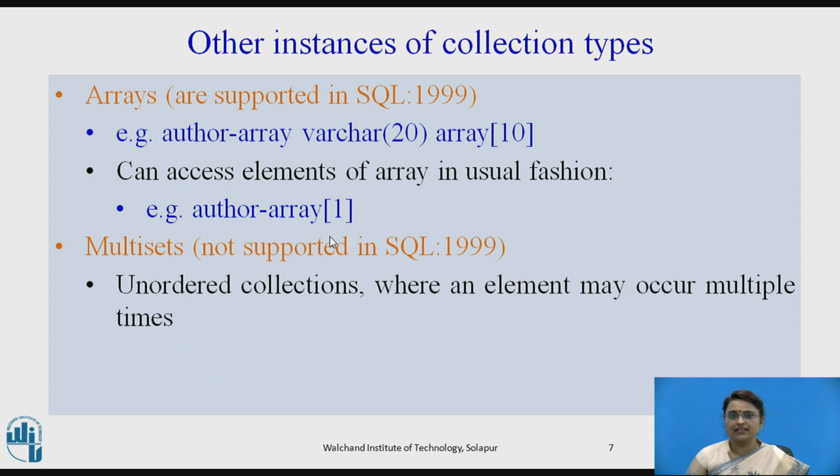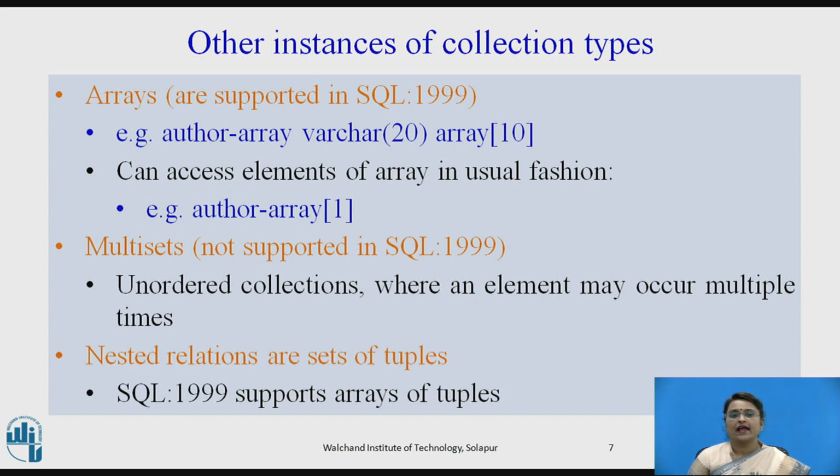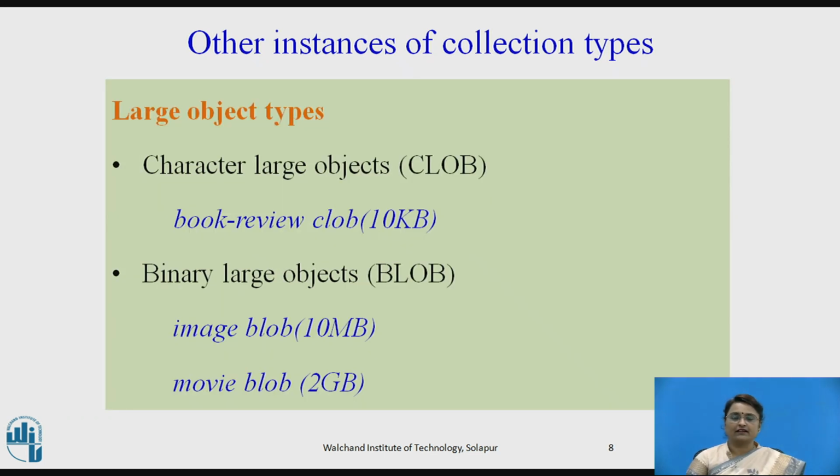Then the multi-sets. Arrays are supported by SQL 99. Multi-sets are not supported by SQL 99, but they are supported by SQL 2003 and others. A multi-set is an unordered collection where an element may occur multiple times. We will see the example also. And nested relations: SQL 99 supports nested relations like an array of tuples. Let us see how we can define that.